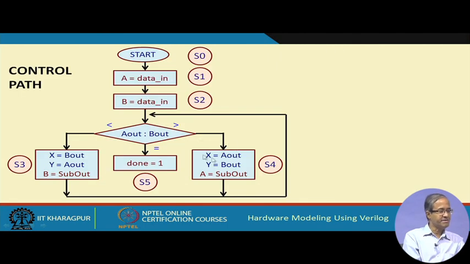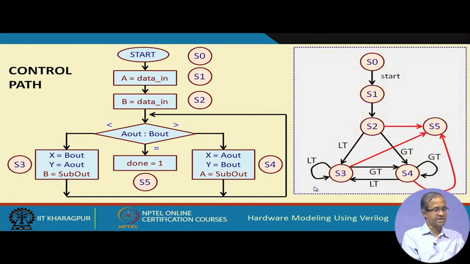Similarly, if it is greater, the other inputs are selected: A out goes to X, B out to Y, and the result goes back to B or to A. And if they are equal, the result is already in either A or B and you are activating done. This is states S3, S4 and S5.